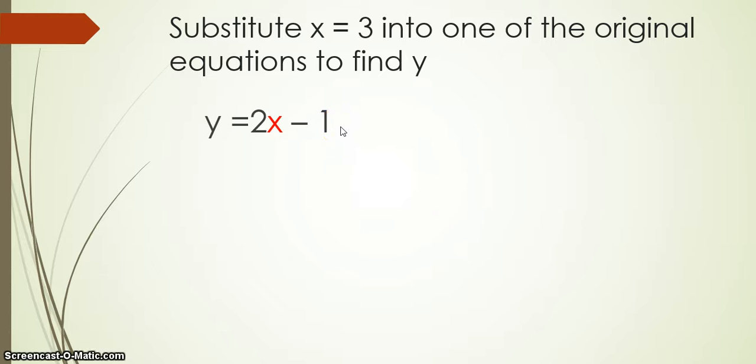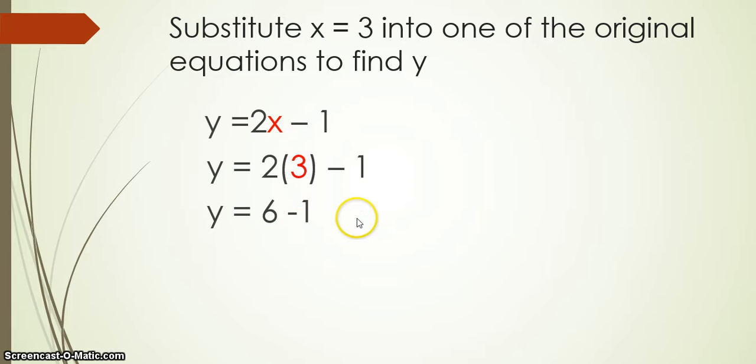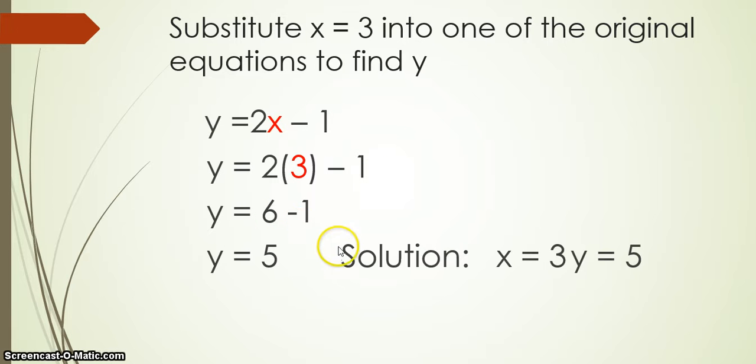y is equal to 2x minus 1. Here is the x in the equation, and I'm going to substitute x is equal to 3 into this equation in place of x. So the equation becomes y is equal to 2 times 3 minus 1. 2 times 3 is equal to 6, and 6 minus 1 is equal to 5. So our solution to this pair of simultaneous equations is x is equal to 3 and y is equal to 5.